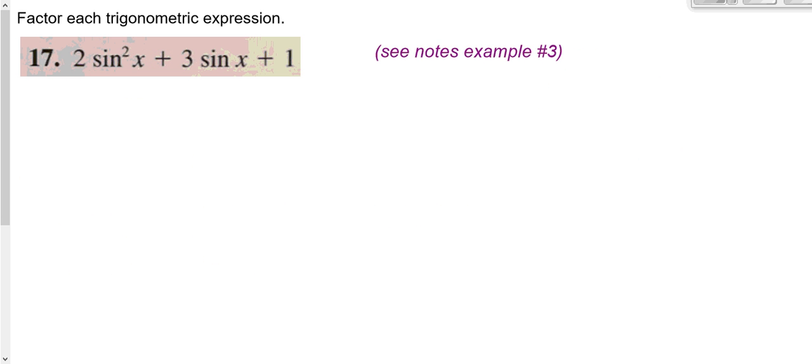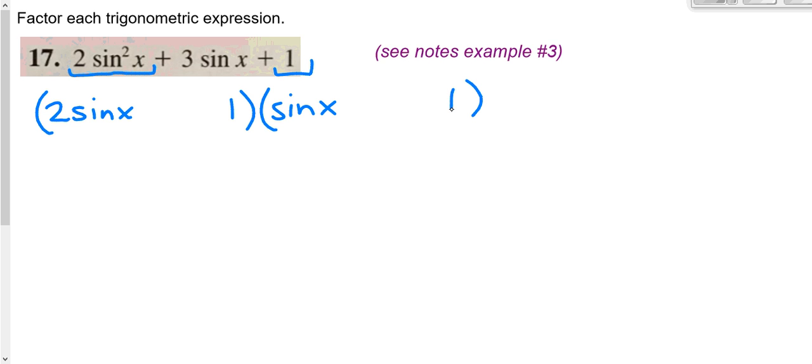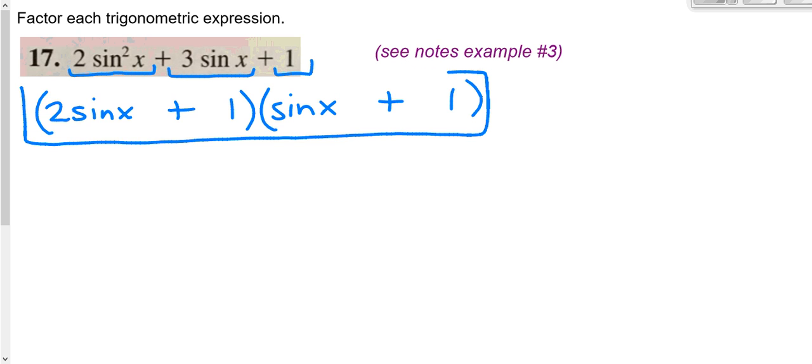Okay. Number 17. This one is factoring like a trinomial. You can see notes example number 3 for one like this. And so when we factor a trinomial, we typically just break it down into a product of 2 binomials. So to get 2 sine squared x, one of them would have to be 2 sine x, and the other one would have to be 1 sine x. And then at the end to get 1, you'd have to have 1 times 1. And then in order for it to add up to a positive 3 sine x, you need plus 1 and plus 1. That way the insides multiply to give you 1 sine x, and the outsides multiply to give you 2 sine x, and that adds up to 3 sine x. So here are the factors.